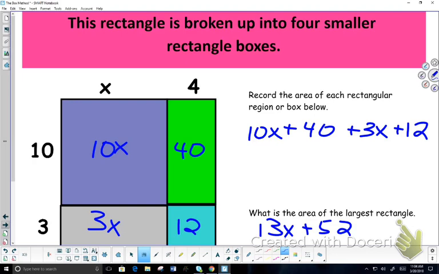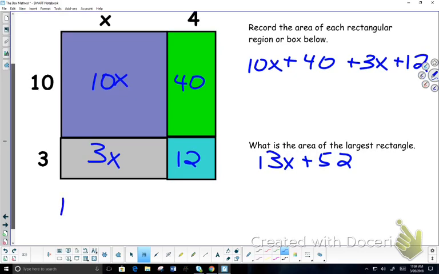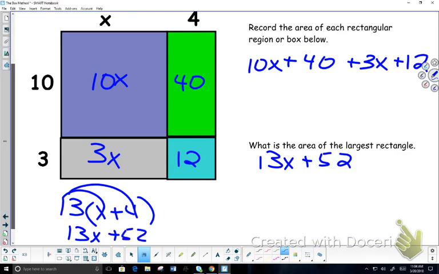Do you want to see if that works? How long is this side? 13. So I got 13. How long's that side? x. How long's that side? 4. Thank you. x plus 4. What's 13 times x? 13x. What's 13 times 4? 52. There you go. Did y'all just say that because you already knew it, or did somebody actually plug it in?